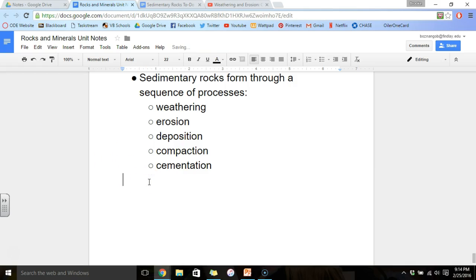I'm actually going to make an entire new section for this one. Actually, I'm going to title it Making a Sedimentary Rock. And then I'm going to go ahead and talk about each one. So let's talk about weathering.